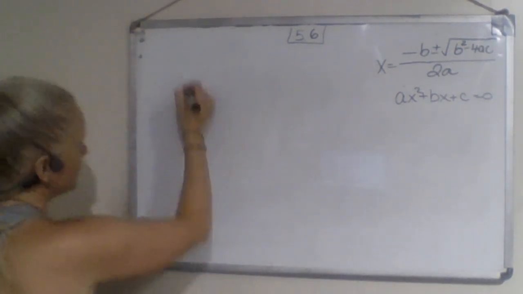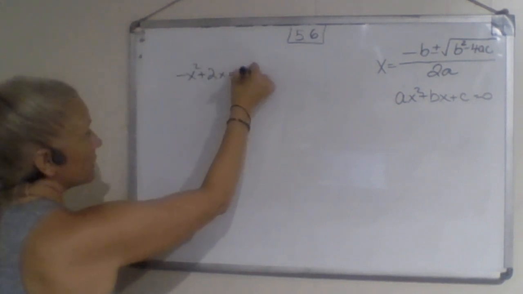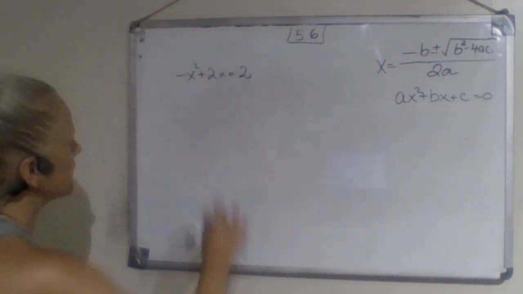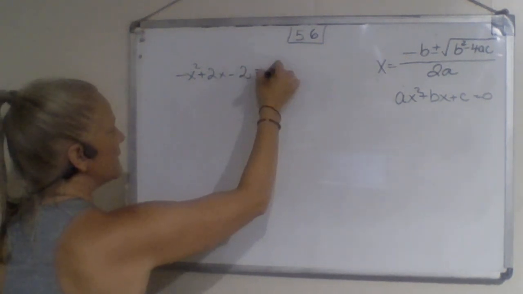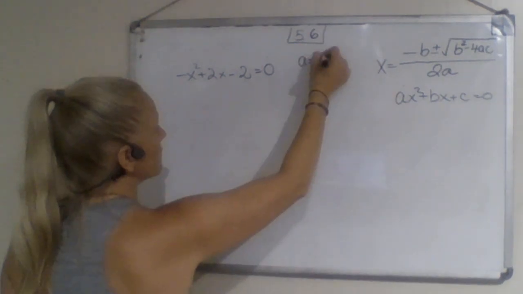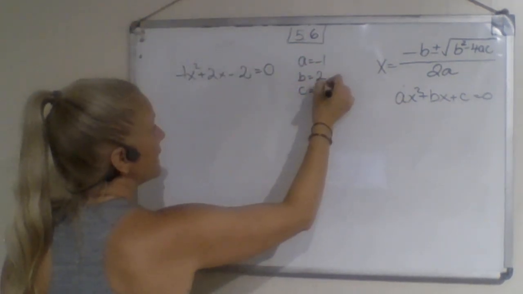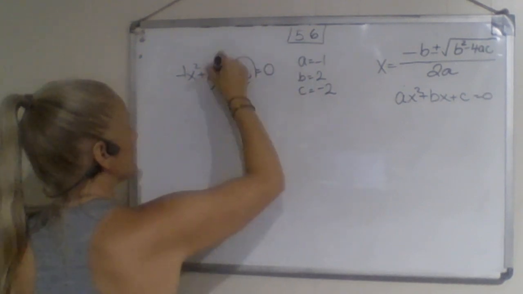Negative x squared plus 2x equals 2. I'm going to move my 2 to the other side, so minus 2 equals 0. A equals negative 1, B equals 2, C equals negative 2. Remember, you always keep them with their signs.